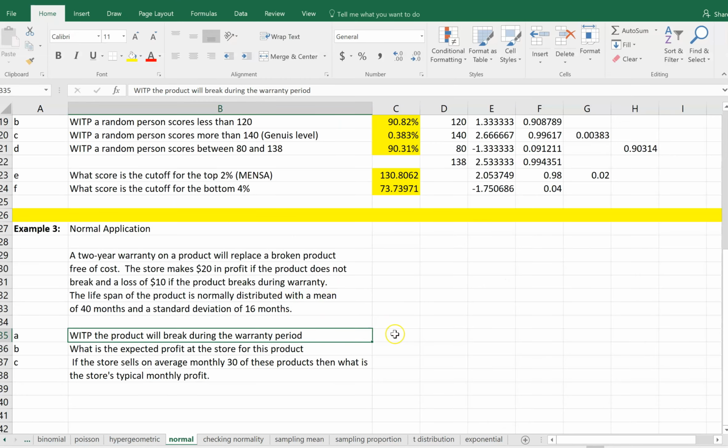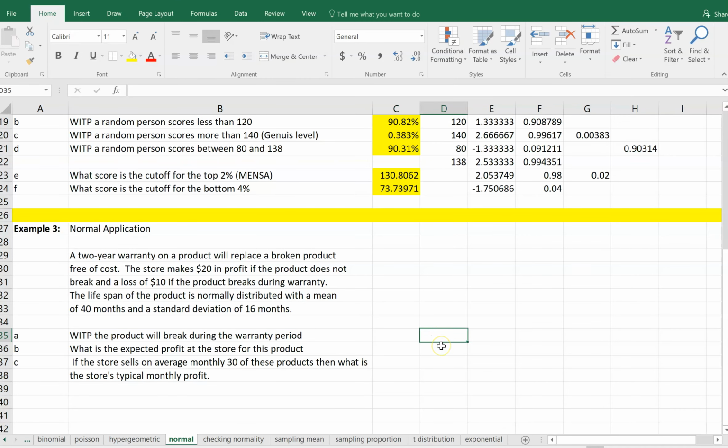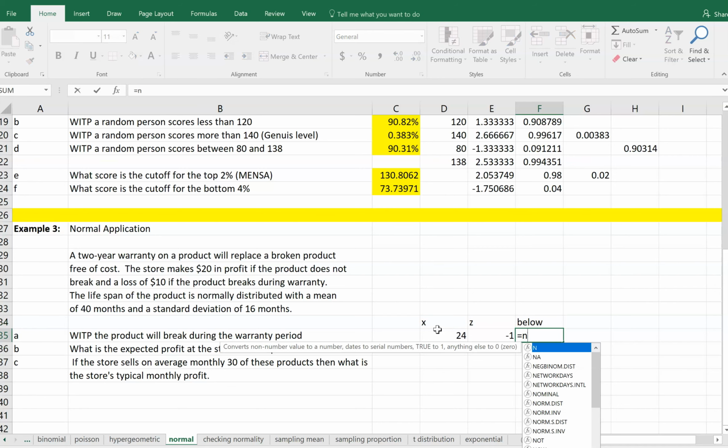Let's see how you could do it in Excel. Well, again, you know the X value. You do know you want to make it to 24 months or less, because that would be the warranty period. The Z value for this X value would be the X value minus the mean here, which is 40, divided by the standard deviation. I like to always do the same logical work over and over in my videos. Got it. From there, I can tell you the area below a Z value by doing NORM.S.DIST.